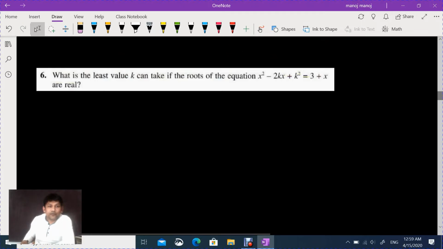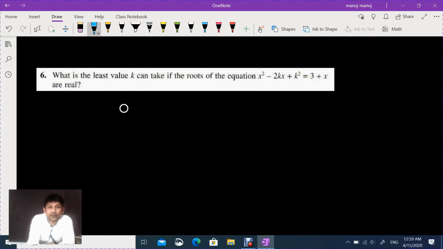What is the least value of k for which the roots of the equation are real? Real roots means what you have to do first. If I copy the equation: x² − 2kx + k² − 3 and − x = 0.